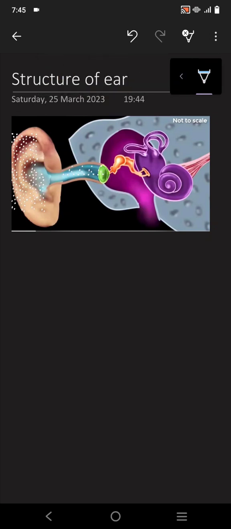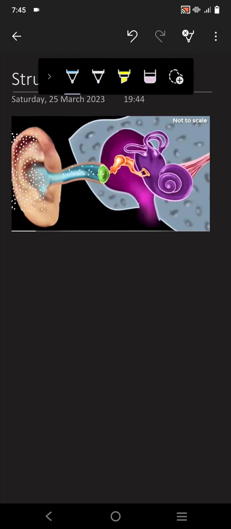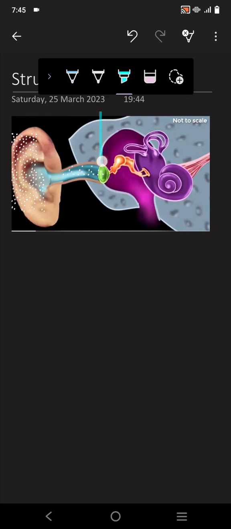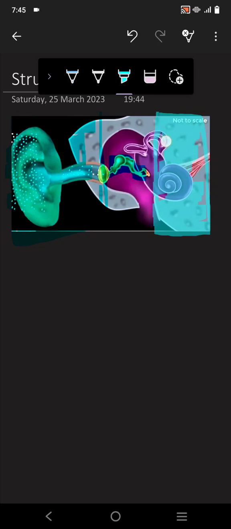We will have a look at the structure of our ear. This is what the structure of the ear looks like. The ear is divided into three parts. The outer ear, this whole part is the outer ear. These three structures are known as the middle ear, and this is the inner ear.